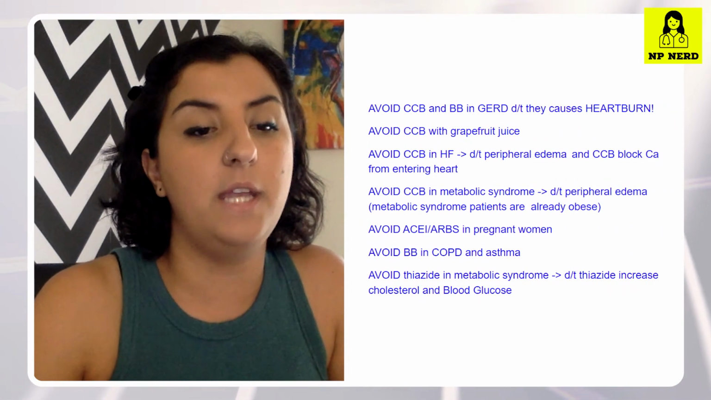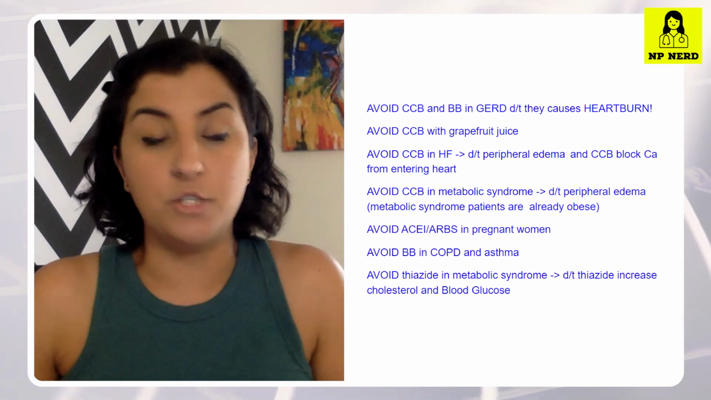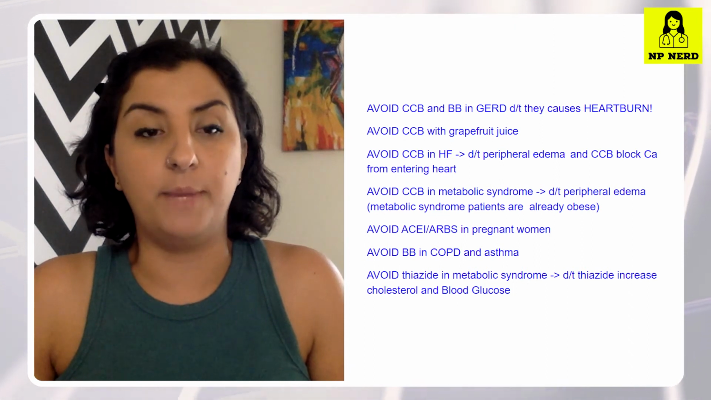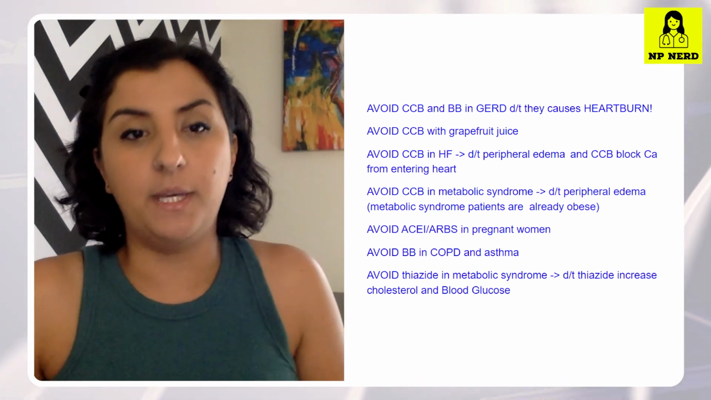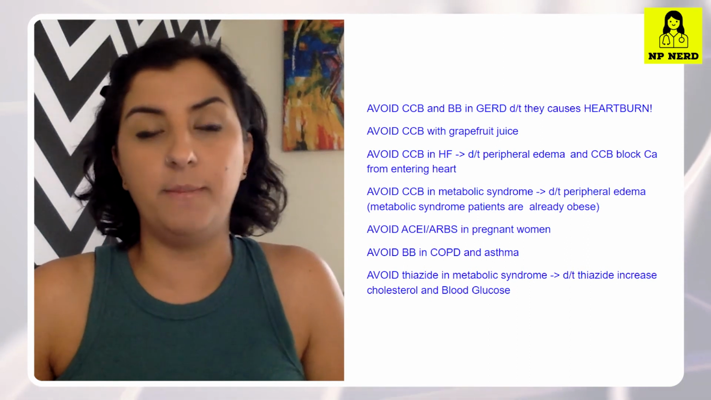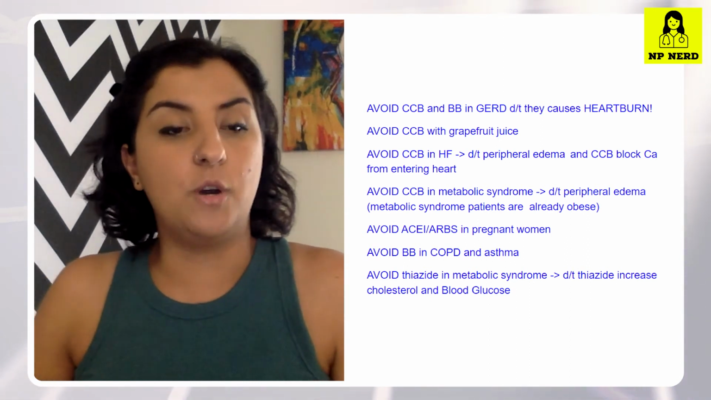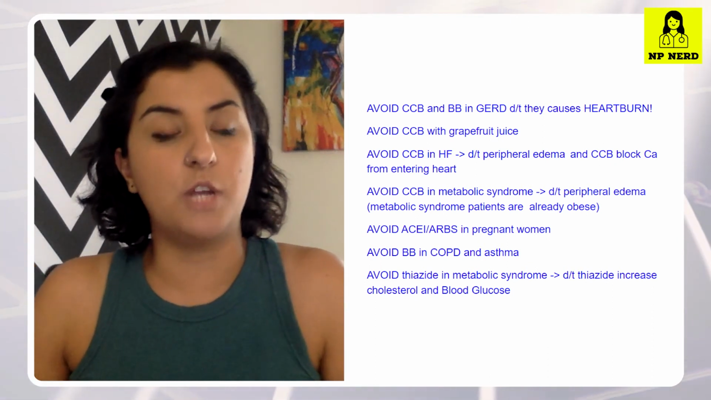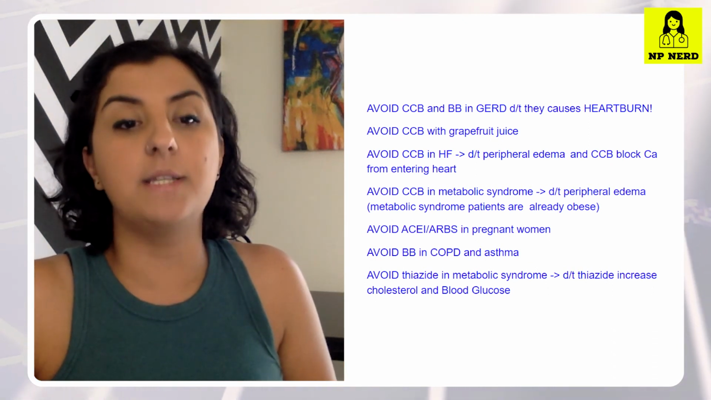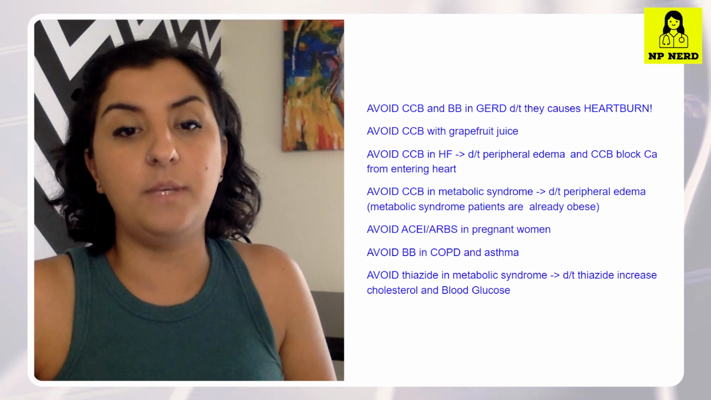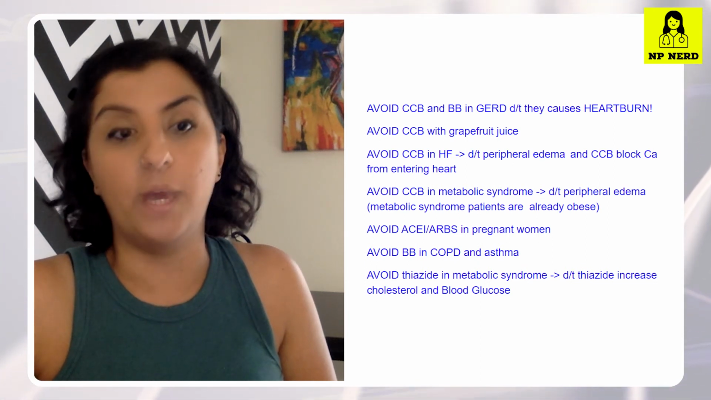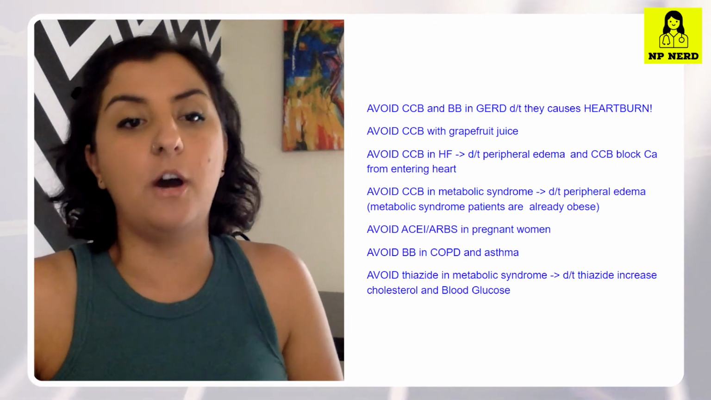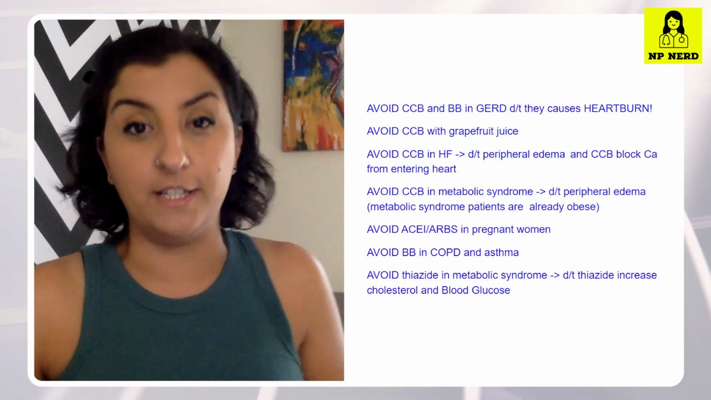Okay? And now moving along, these are the things you gotta avoid and when to avoid them. So let's talk a little bit about calcium channel blocker. You avoid calcium channel blocker and beta blocker in patients with GERD because they cause heartburn. Okay, you're only gonna make their GERD worse. And you avoid calcium channel blockers with grapefruit juice. And you avoid calcium channel blocker with patients in heart failure because it causes peripheral edema. And CCB blocks calcium from entering the heart. Okay, that's not good. If you have a heart failure, you can't be giving your patient calcium channel blockers. You're going to make the heart fail even more than it's already failing.